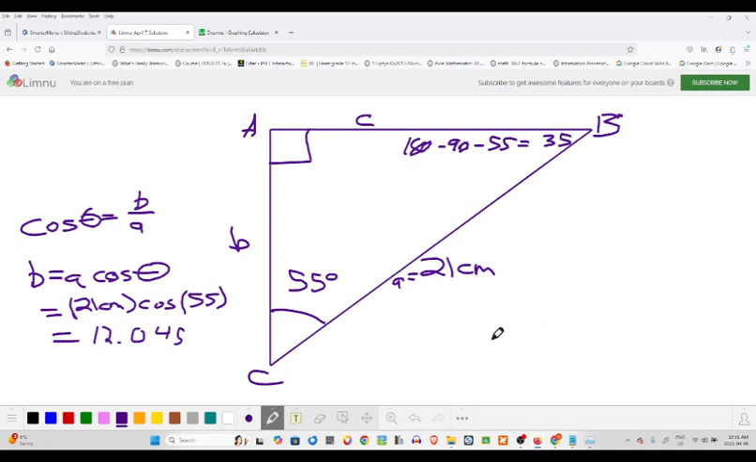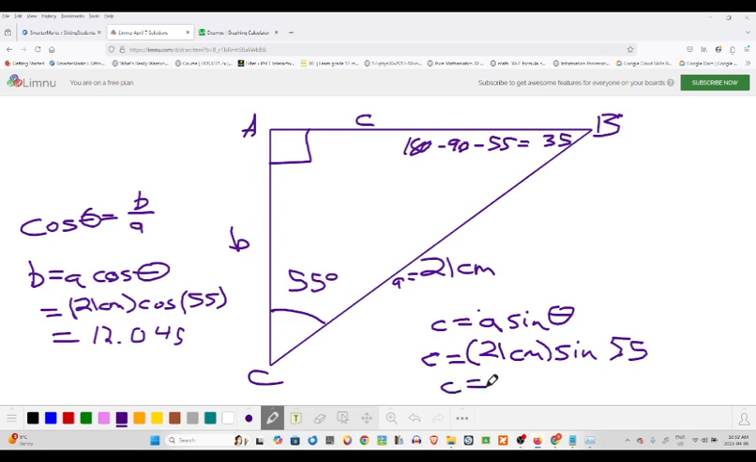AB is going to be almost identical logic. It's going to be A sine theta. It's the opposite over the hypotenuse. So then the opposite side will be the hypotenuse times the trig function. So that is 21 centimeters times the sine of 55 degrees. And that works out to the nearest tenth, 17.2 centimeters.